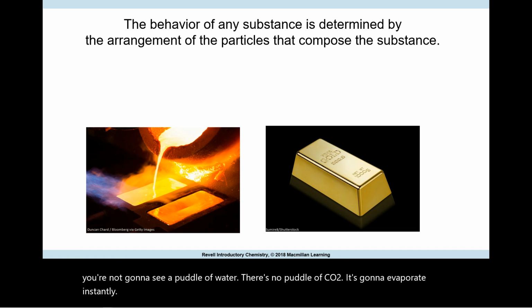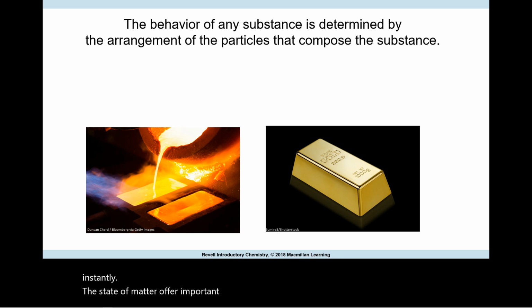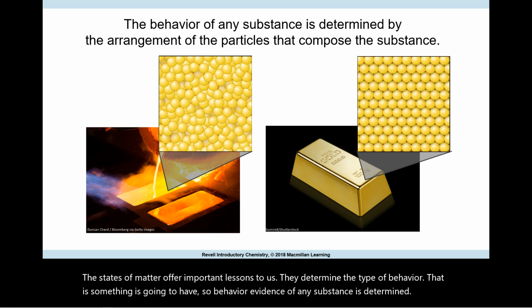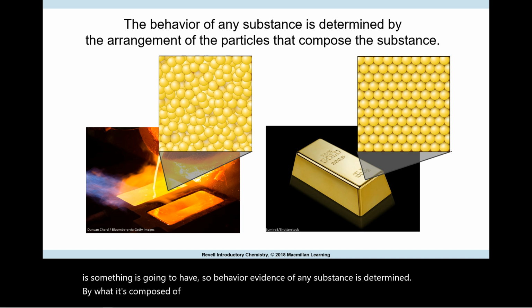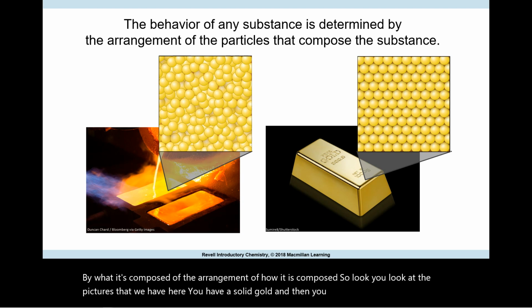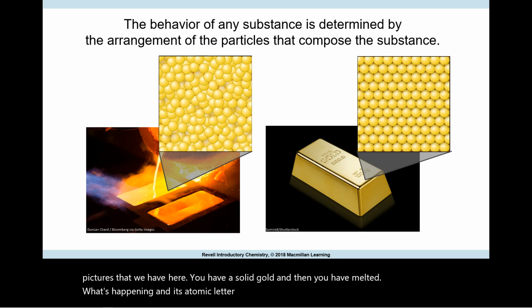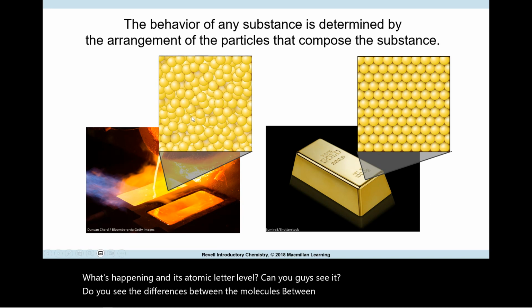The states of matter offer important lessons to us. They determine the type of behavior that a substance is going to have. So, behavior of any substance is determined by what it's composed of, the arrangement of how it is composed. If you look at the pictures that we have here, you have a solid gold and then you have melted gold. What's happening at its atomic level? Can you guys see it? Do you see the differences between the molecules, between the solid and the melted or liquid form of it?